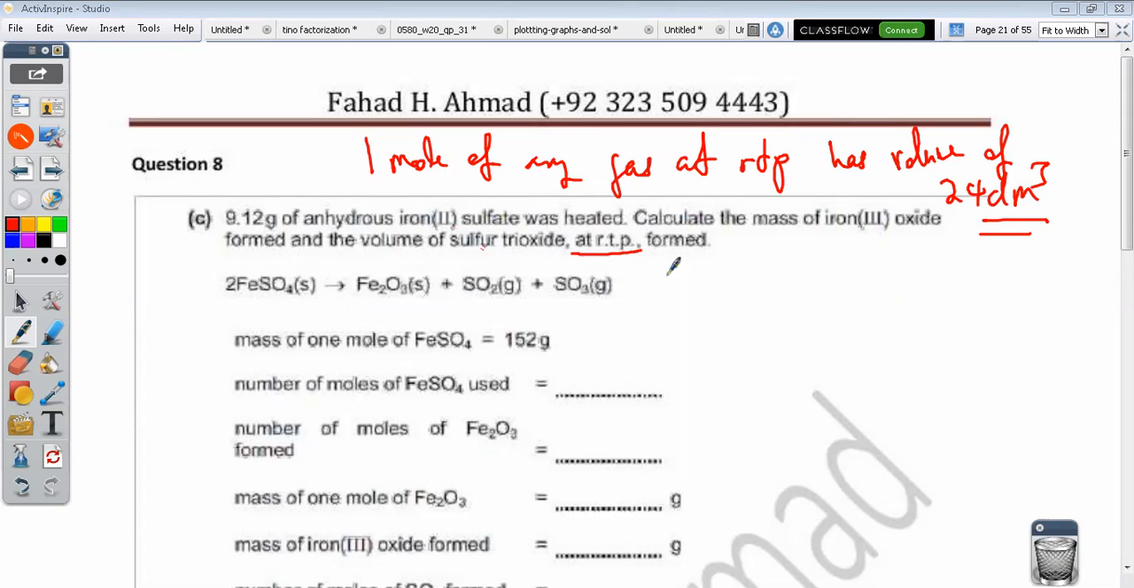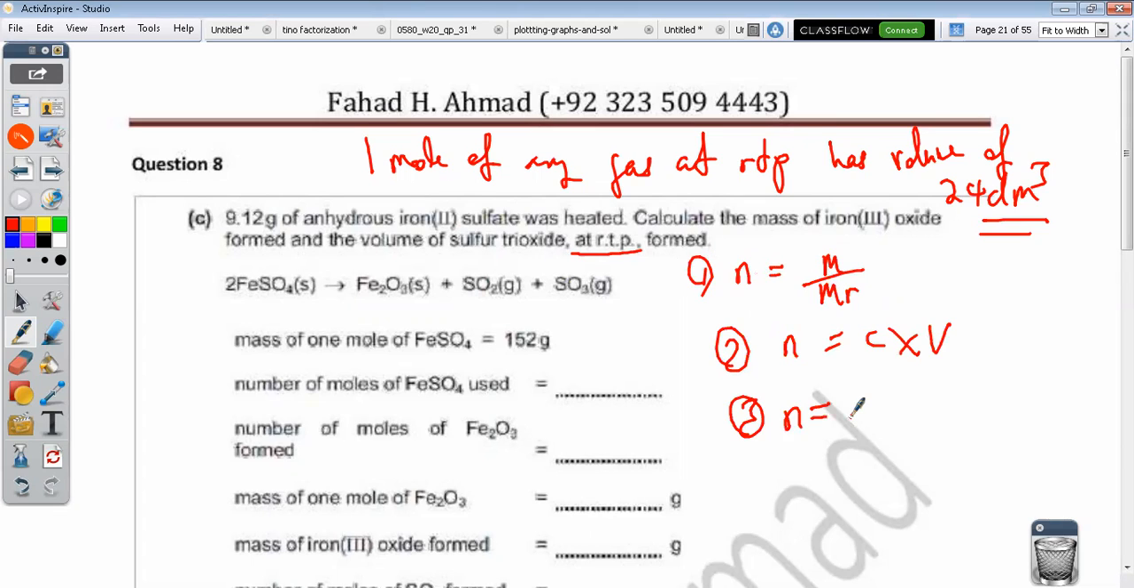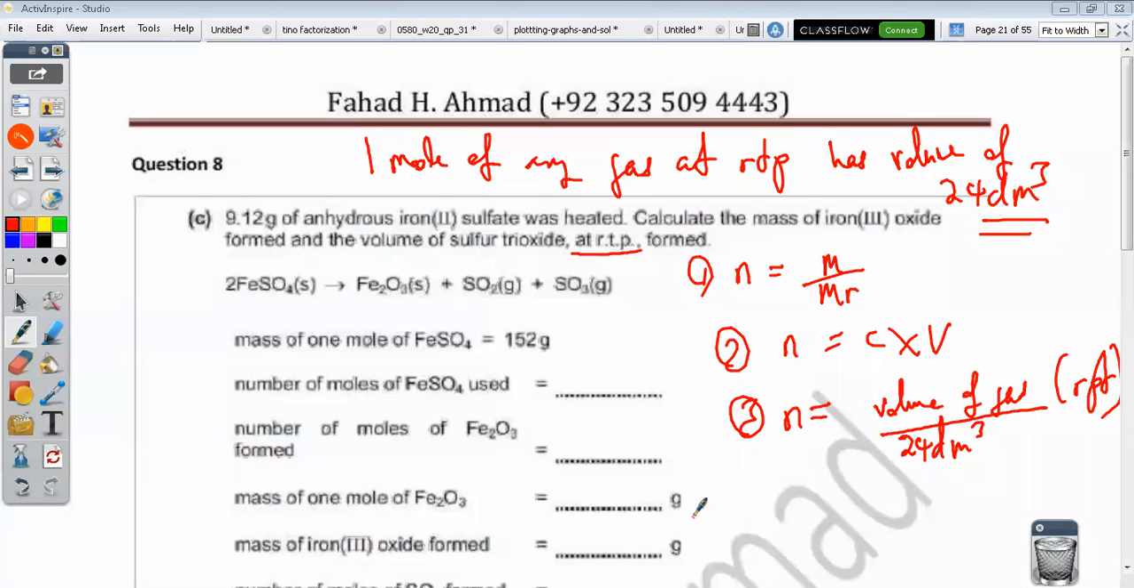Which means we now have a different formula. Remember, we have two formulas for number of moles. Number of moles is equal to mass divided by Mr. Number of moles is equal to concentration times volume. The third one is number of moles equal to the volume of gas divided by 24 cubic decimeters, as long as this is at room temperature. It only applies at room temperature. Is that making sense, everyone? You see how we use that now. The number of moles is the volume of a given gas divided by 24 cubic decimeters. Clear?